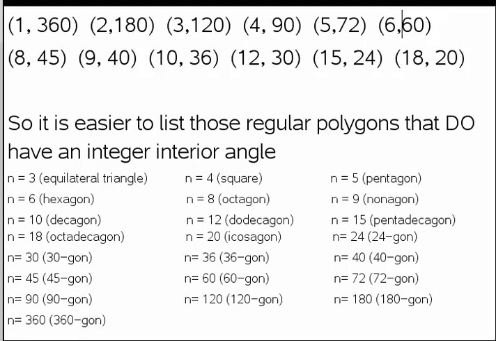Okay, you go through this and you find out there are basically 22 regular polygons that will have an integer interior angle, but it's difficult to say how many do not. So you can basically say all regular polygons except these 22 have non-integer interior angles.